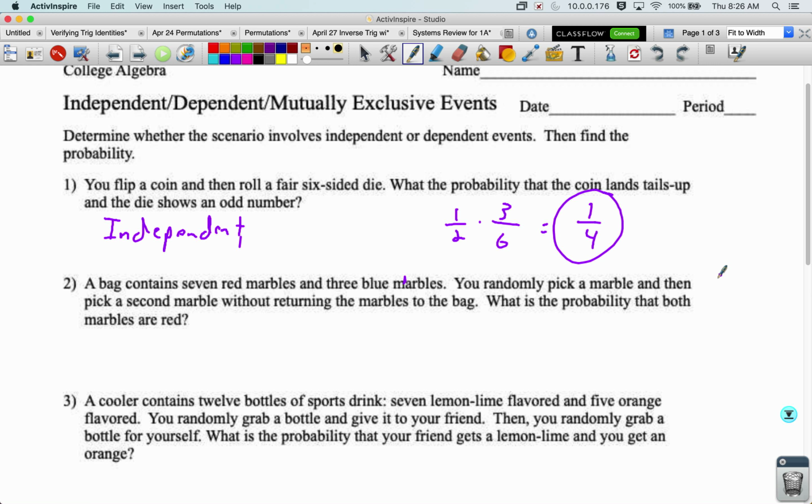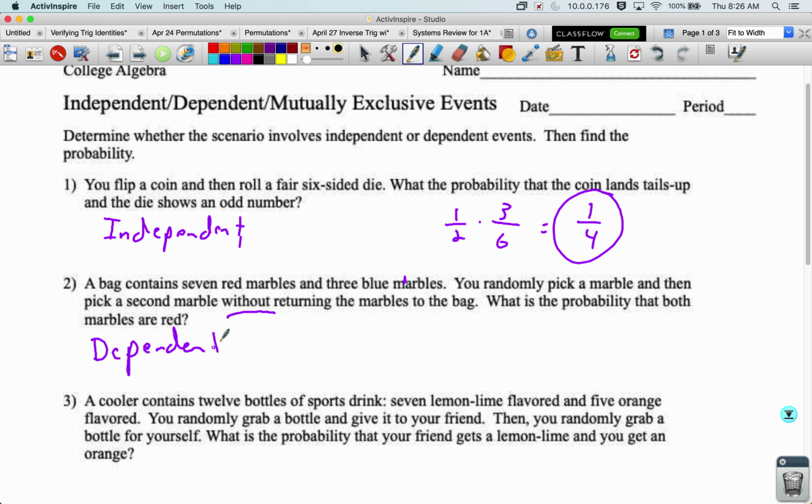The bag contains 10 marbles: 7 red marbles and 3 blue marbles. You randomly pick a marble and then pick a second marble without returning the marbles to the bag. What's the probability that both marbles are red? So this is dependent. Whether or not you get a red marble first will affect how many red marbles are in the bag and therefore the next probability.